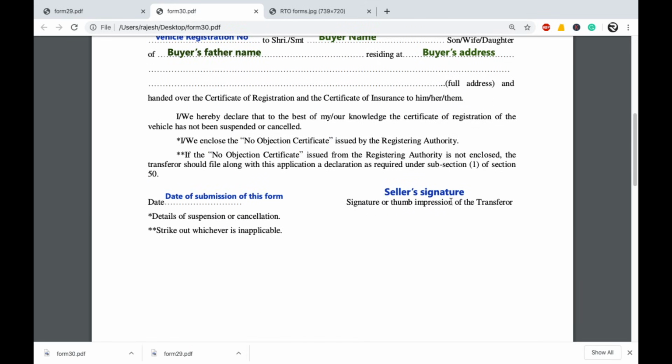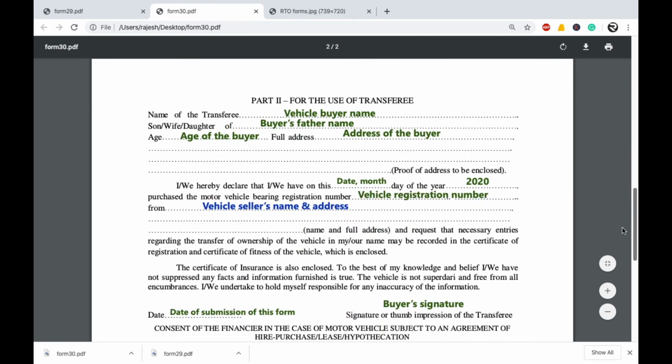On first part, on right hand side of this form, the seller has to sign here. Here the seller's signature is required, and on left hand side mention the date on which you are submitting this form. After that, the second part has to be filled by the vehicle buyer.